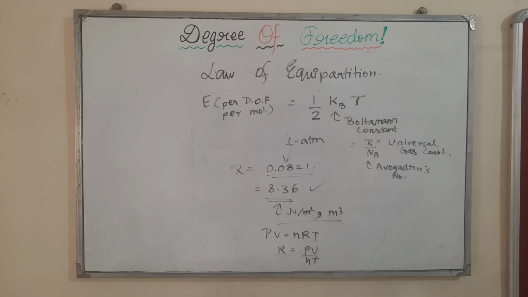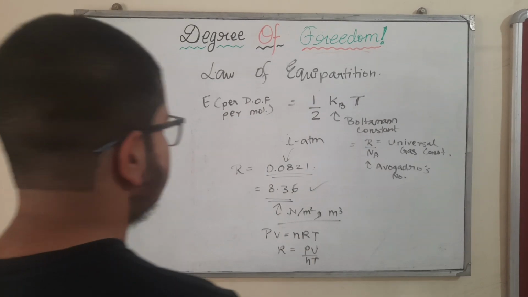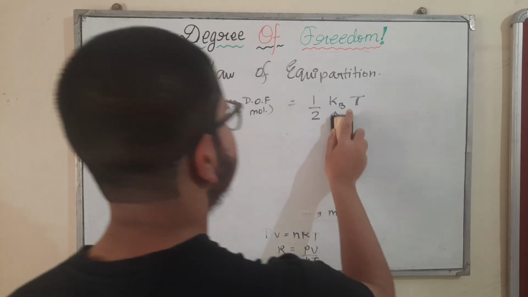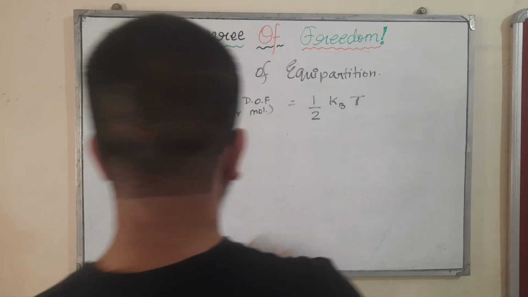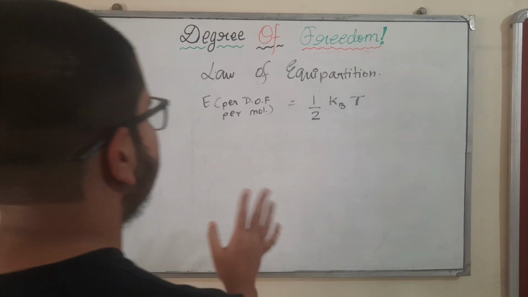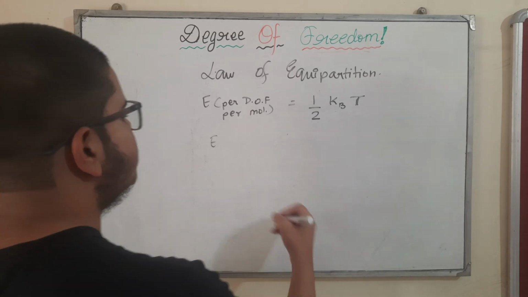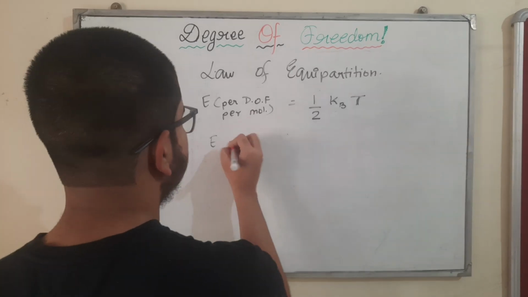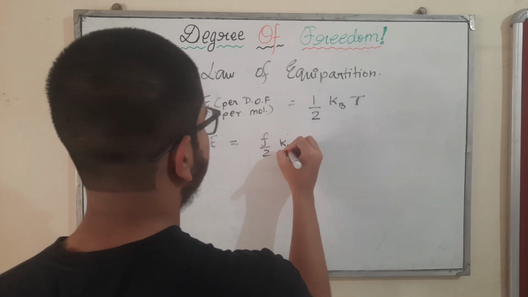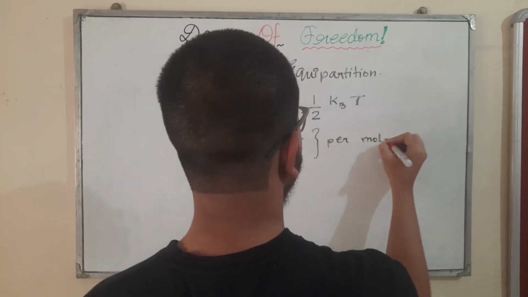Now, let's talk about the law of equipartition. So, energy equals half kBT. This is the sole equation that you need to remember, and other forms will arise from this equation only. If I ask you, what is the energy per molecule, not per DOF, just per molecule, what will you do? I will represent DOF with f, a small letter f. You will just multiply by f by 2 kBT. This is for per molecule.